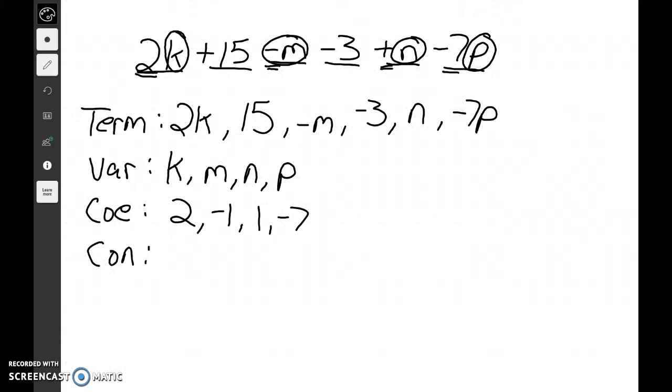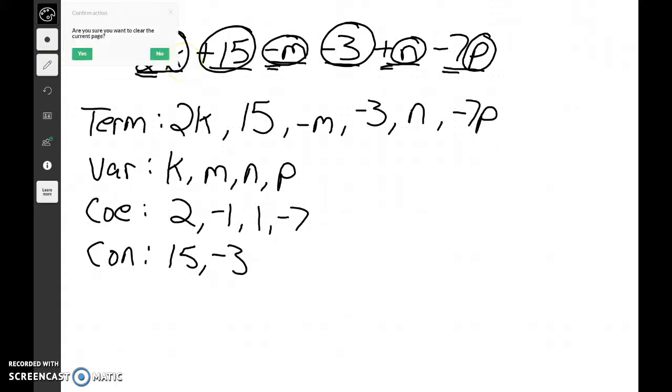And then lastly, we have our constants, which are our numbers that stand alone. Now those are probably pretty easy to see because we haven't done anything with those except underline them. So here, the only numbers that stand alone are going to be 15 and negative 3. So those are our 2 constants, 15 and negative 3. All right, so really simple problem, just identifying the different parts. Now let's see if you can work one on your own.